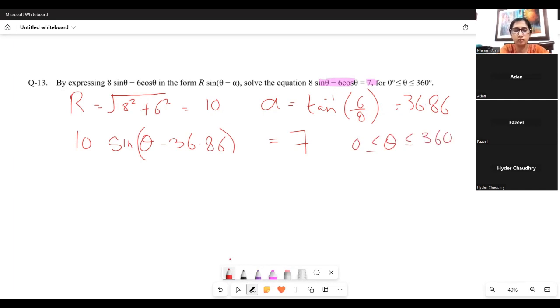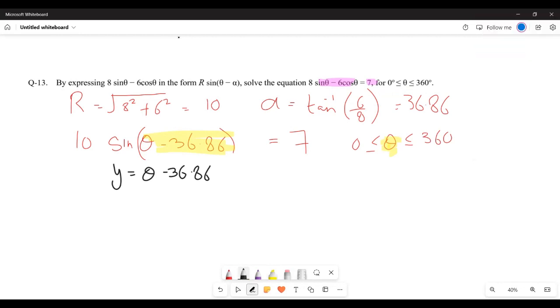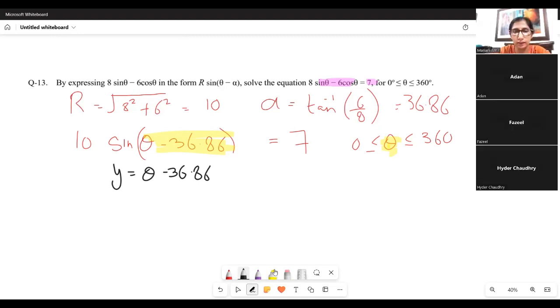Okay. So we've already solved such questions in AS. So we know the first thing we need to do is that this argument is different and the variable in the domain is different. So first we need to make it the same. So we'll write, let y equal theta minus 36.86. Just give me a second, please. Okay, so y is equal to this.